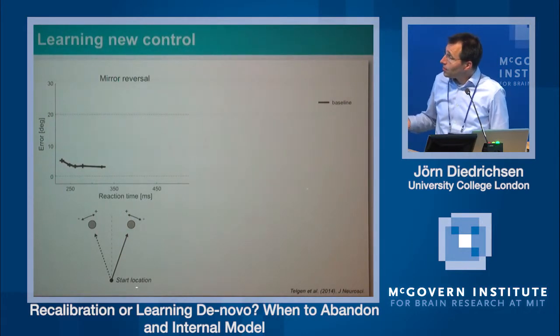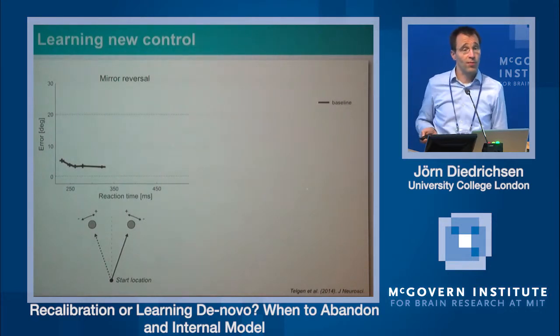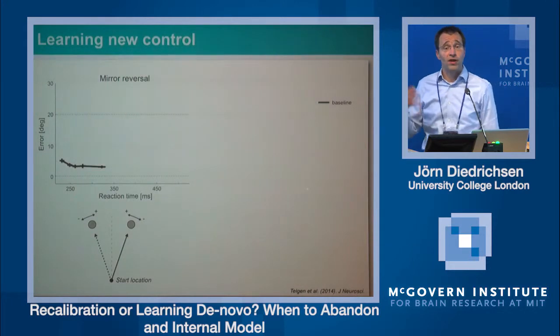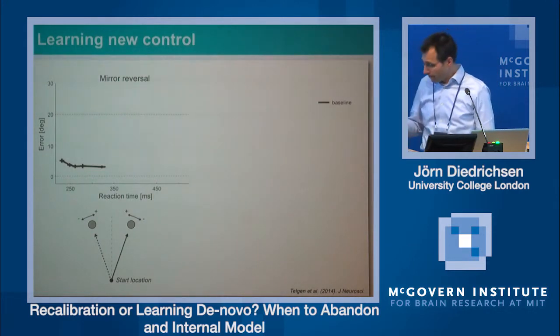Because this is the mirror reversal condition, he labeled the errors such that when the cursor missed the left target to the right, that would be a positive error. And when the cursor missed the right target to the left, that would also be a positive error. So non-adaptation, going to the old direction, would be a positive error.